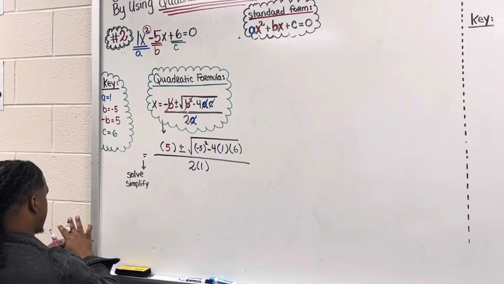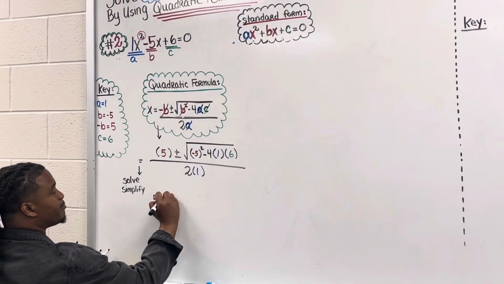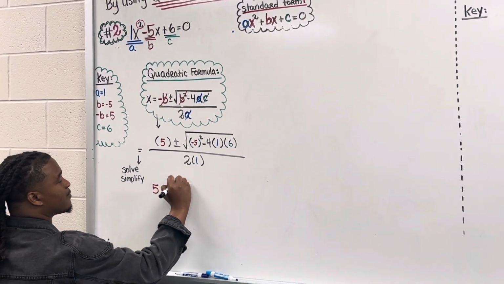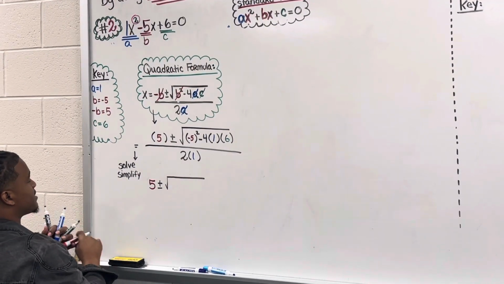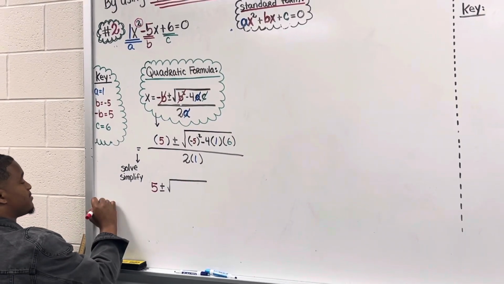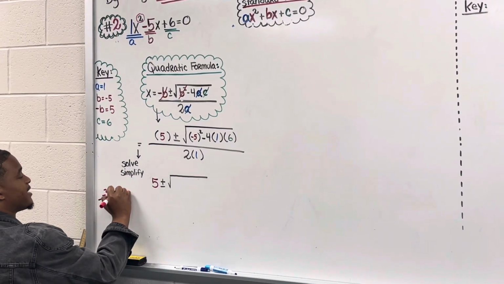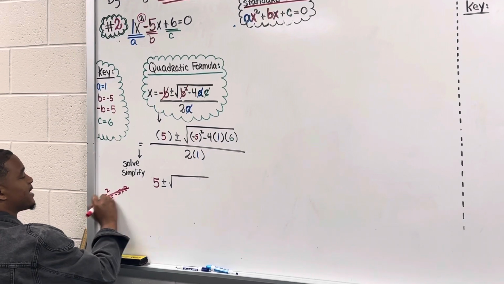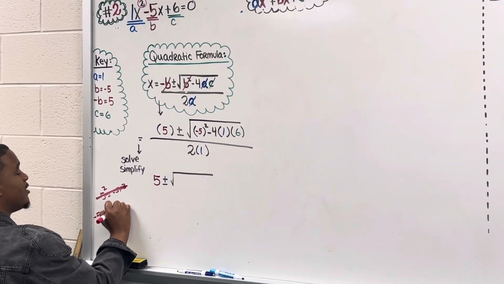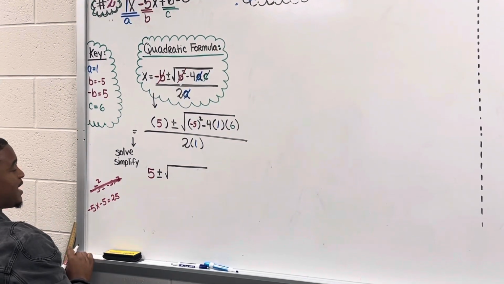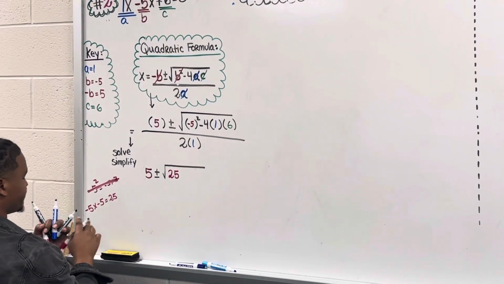So we still have that positive 5 plus or minus the square root of, okay, -5 to the second power. The main misconception that a lot of kids have is whenever they have an exponent of 2, they think it's saying -5 times 2. It's not saying -5 times 2. It's saying -5 times -5, which is a positive 25. All right? So that is a positive 25.